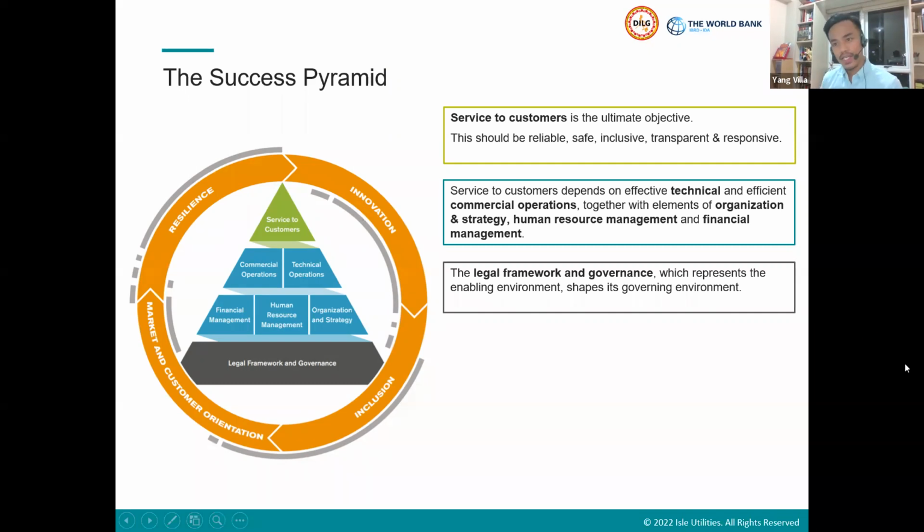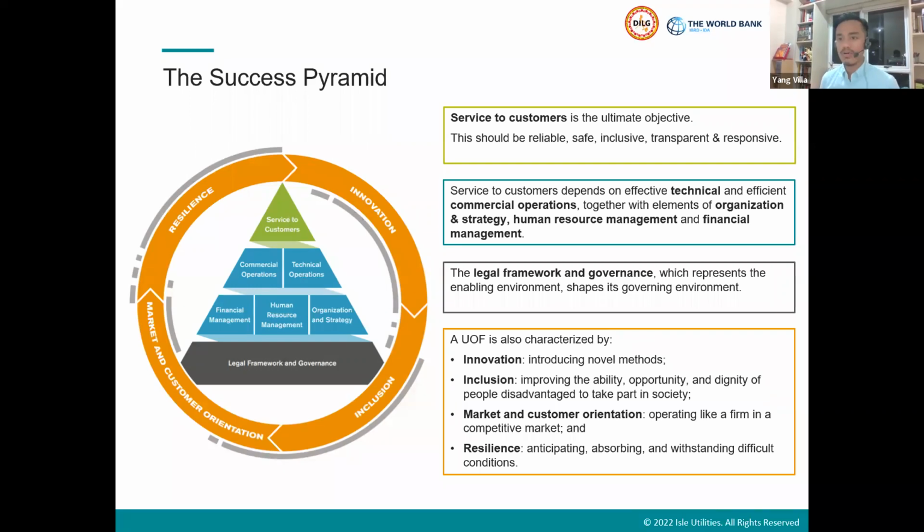You notice that there is a circle surrounding the success pyramid, and we call these the 4 dimensions of the utility of the future. So the UOF dimensions are innovation, introducing novel methods; inclusion, which is improving the ability, opportunity, and dignity of disadvantaged or marginalized people to take part in society; market and customer orientation is how utilities behave or operate like a firm in a competitive market, especially knowing that utilities are by nature natural monopolies. And finally, resilience, which is the ability to anticipate, absorb, and withstand difficult conditions.